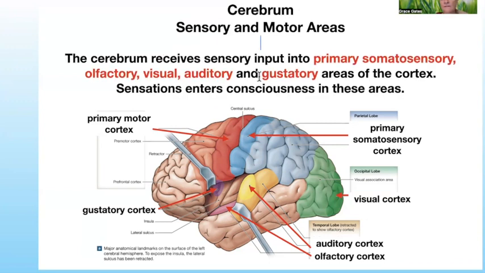The cerebrum receives sensory input into the primary somatosensory area, which we learned about when we were learning about spinal cord tracts, and also into olfactory, visual, auditory, and gustatory areas of the cortex. Sensation enters consciousness in these areas. And here we're seeing where those areas are. The visual cortex is in the occipital lobe. The auditory cortex and olfactory cortex are in the temporal lobes. The gustatory cortex is in the insular area, and that's all of them.